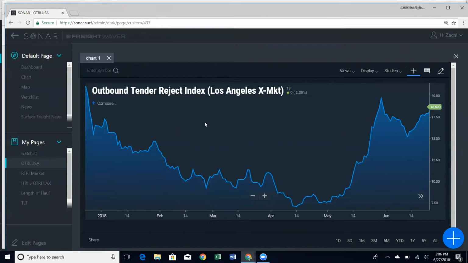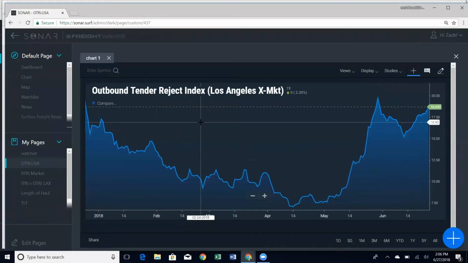Again, just to reiterate, the tender rejection index is the measure of the amount of loads that carriers are rejecting as shippers are tendering them to the carriers. So if there were 500 loads coming out of the Los Angeles market yesterday, and the carriers rejected 250 of them, we would see a tender rejection index of 50%. Today, that looks to be about 18.6%.